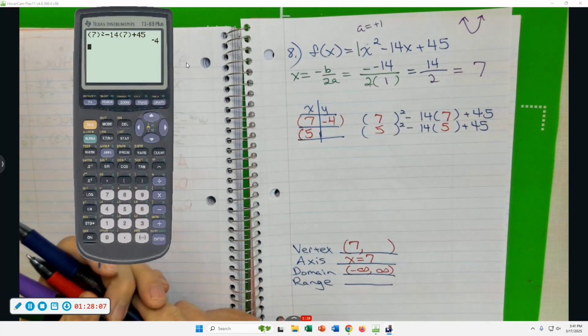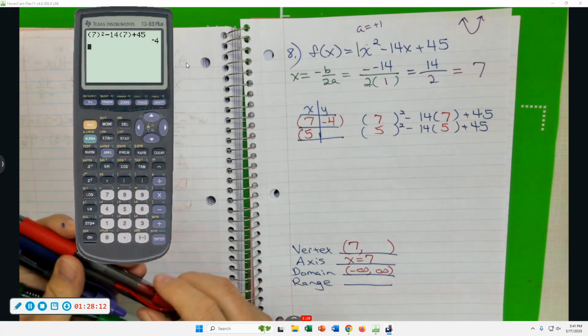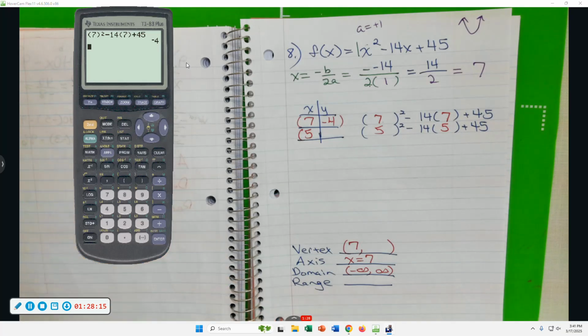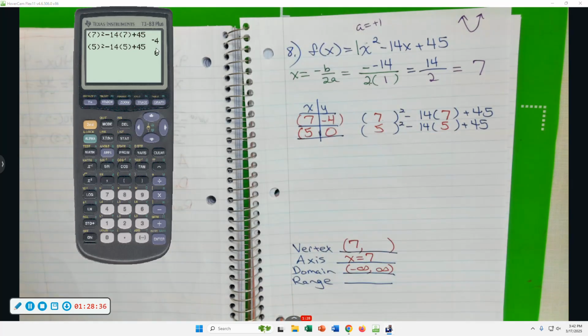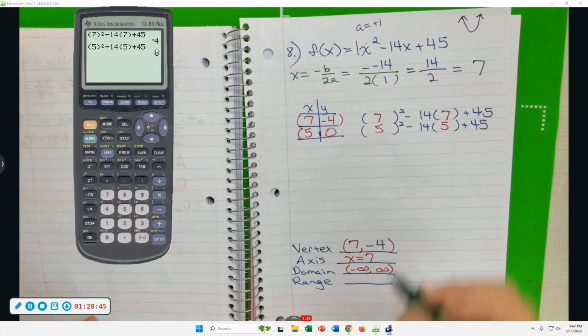Let's see. That's a 25 minus 70 plus a 45. 25 plus 4. Oh, now I better check this because I'm getting 0. Let's see. 5 squared minus 14 times 5 plus 45. Okay, my mental arithmetic wasn't off there. 7, negative 4 is my vertex.